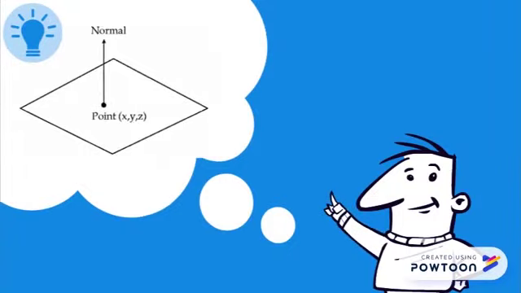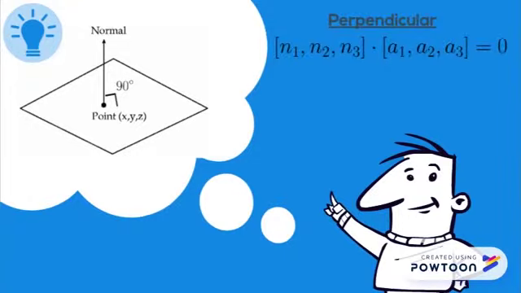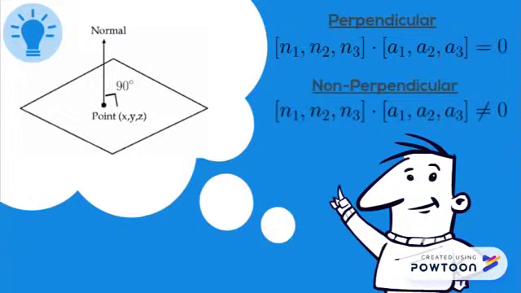A normal is a vector that is perpendicular to the plane, meaning the angle from the normal to the plane is 90 degrees. We can check if they are perpendicular by using the dot product. If the dot product of the two vectors equals 0, then they are perpendicular. If the dot product does not equal 0, then they are not perpendicular.